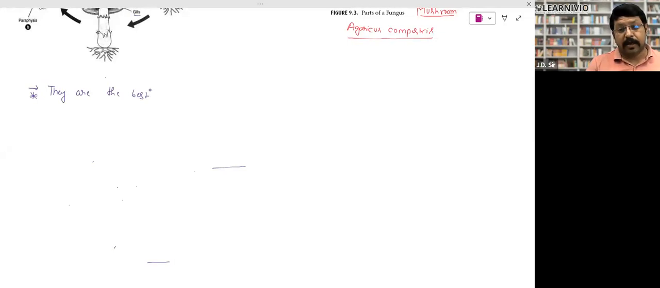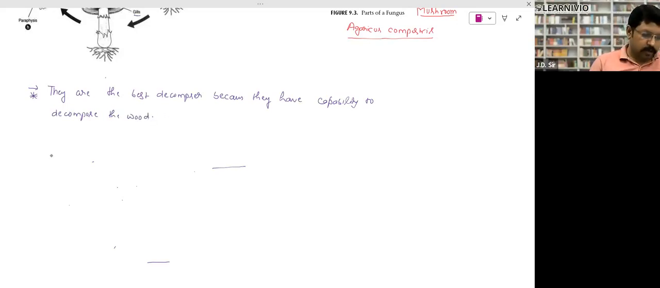Basidiomycetes are called the best decomposer. Why? Because other than basidiomycetes, bacteria, virus, and all that, they cannot eat the wood. Only basidiomycetes can destroy the wood, right? They are the best decomposer because they have the capability to decompose the wood, right?